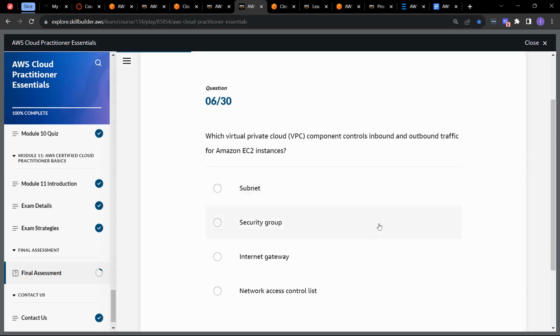Now, the security groups and the network access control list control inbound and outbound traffic. We are looking at this for Amazon EC2 instances, so we look at which one works at which level. Network access control list works at the subnet level, and security groups work at the instance level. So the answer is security group.